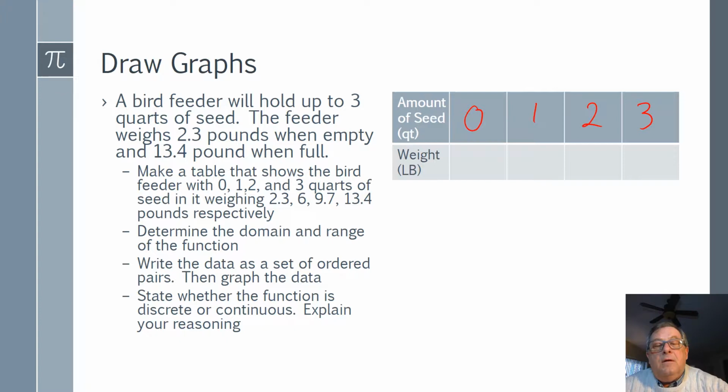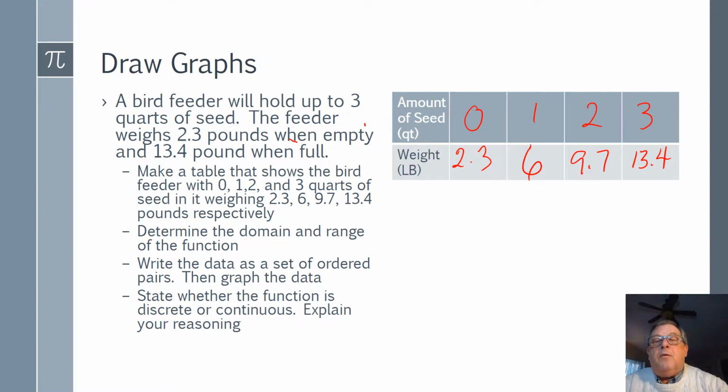Now the feeder was 2.3 pounds when it was empty, so if we've got 0 amount of seed, then the weight of the feeder is going to be 2.3. And then at 1 quart, because we've got 2.3, 6, 9.7, 13.4, the feeder is now going to weigh 6 pounds. And at 2 quarts, the feeder is going to weigh 9.7 pounds. So it looks like each quart weighs 3.7 pounds. And at 3 quarts, the feeder is going to be 13.4 pounds. And so there we go.